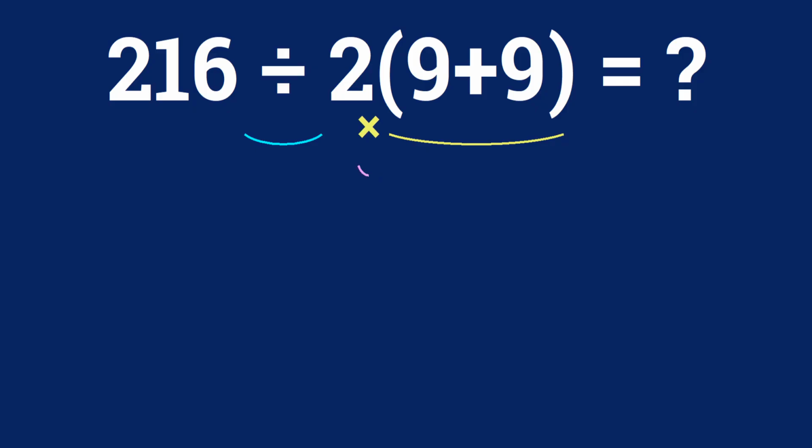Here we have a multiplication, because in mathematics, when a number is placed next to parentheses, it means multiplication, and we usually don't write the multiplication sign for brevity. So according to the PEMDAS, first we have to do these parentheses, then this division, and finally this multiplication. If we do this multiplication before this division, it's wrong.